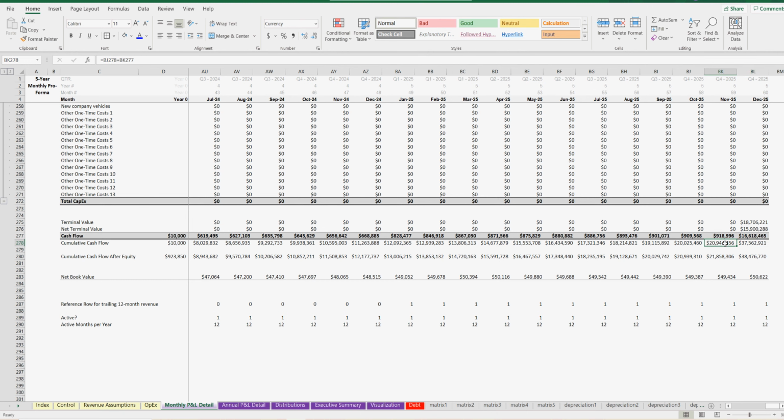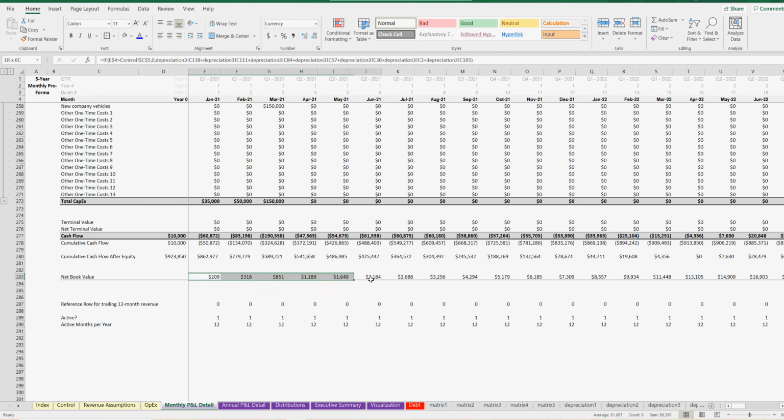Cumulative cash flow over time, cumulative cash flow after equity, which is where you're going to see the zero out and balance, because this is saying this is the minimum equity you need so that you don't go in negative cash position on a monthly basis. Net book value is taking the total value of purchases minus the total accumulated depreciation.